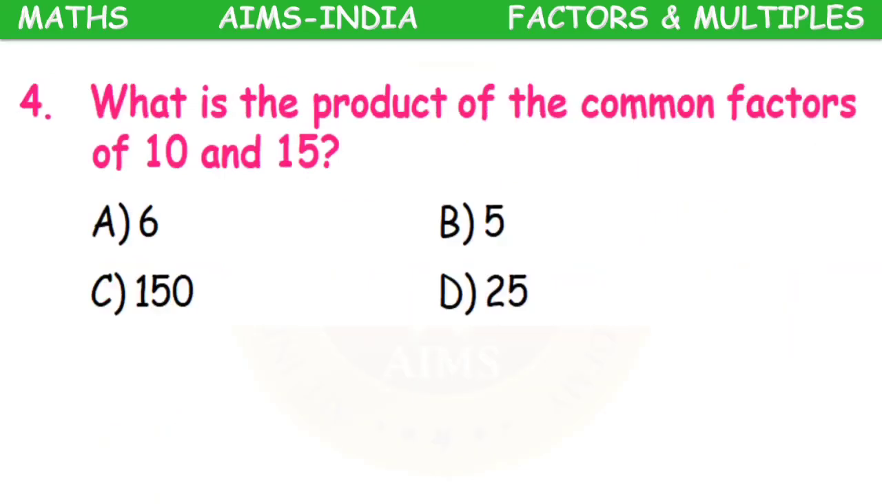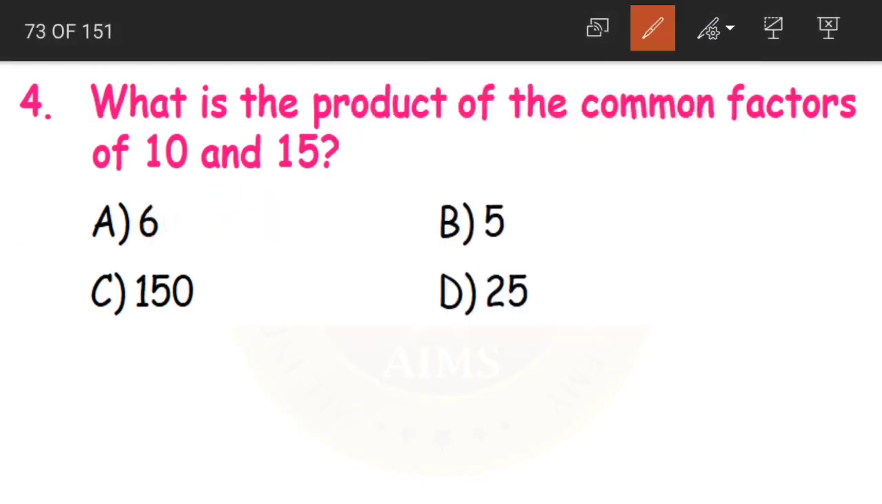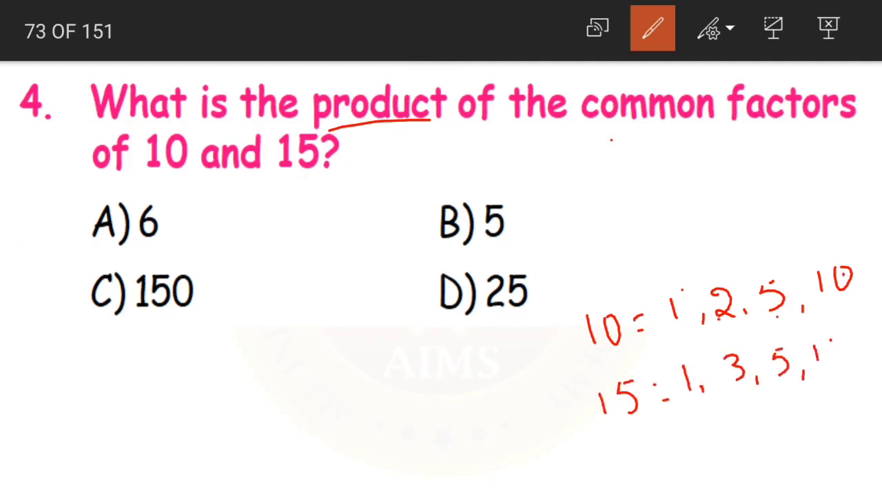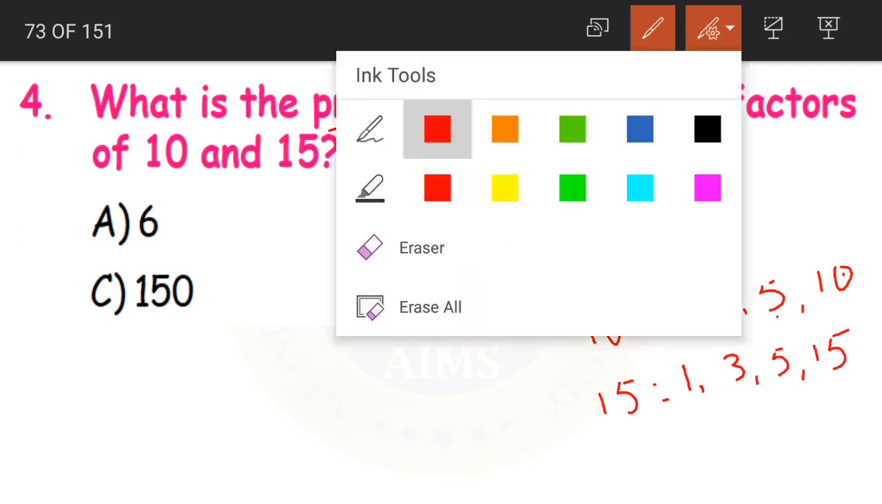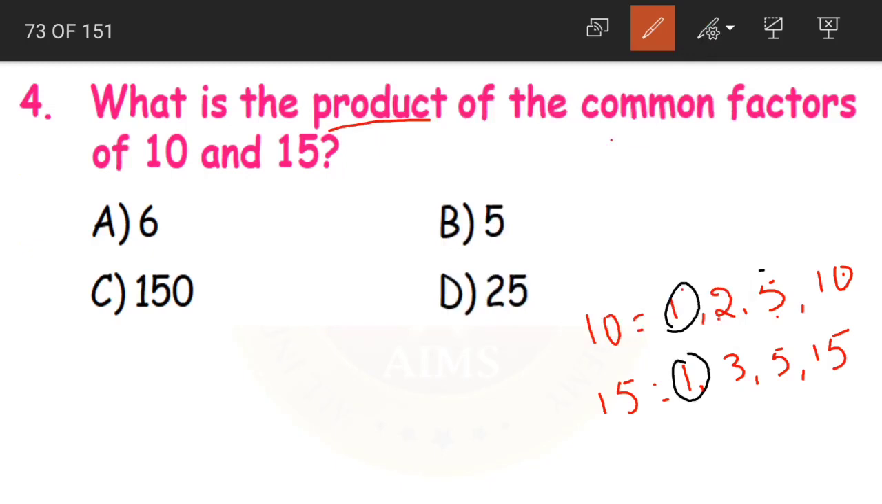Yes. Next question 4. What is the product of common factors of 10 and 15? Now what do we want? Product of common factors of 10 and 15. Now for 10 we have these 4 factors. Yes, 1 10s are 10 and 2 5s are 10. Now for 15 we have 1, 3, 5 and 15. Yes children. Now what are the common factors here? 1 and 5 are the common factors.